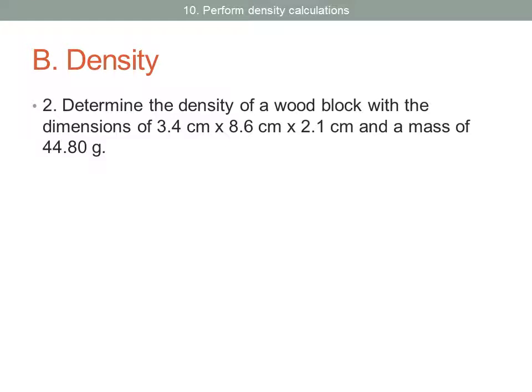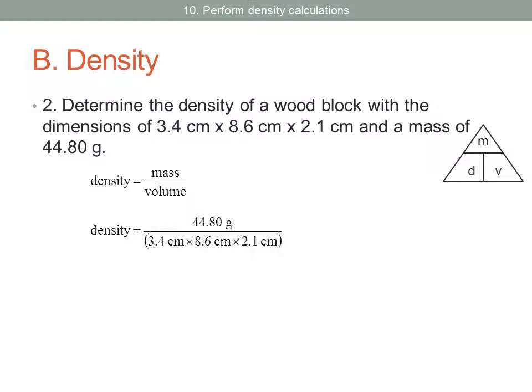Let's look at some calculations now. First question, determine the density of a wood block with the dimensions of 3.4 centimeters by 8.6 centimeters by 2.1 centimeters and a mass of 44.80 grams. So from our equation here, if we cover up the D, meaning density, we can see density equals mass divided by volume. So there's our equation. And just plugging in our values, we're told the mass is 44.80 grams. The volume, we need to take length times width times height. So we have 3.4 centimeters times 8.6 centimeters times 2.1 centimeters. And that's going to give you 0.73 grams per centimeter cubed.